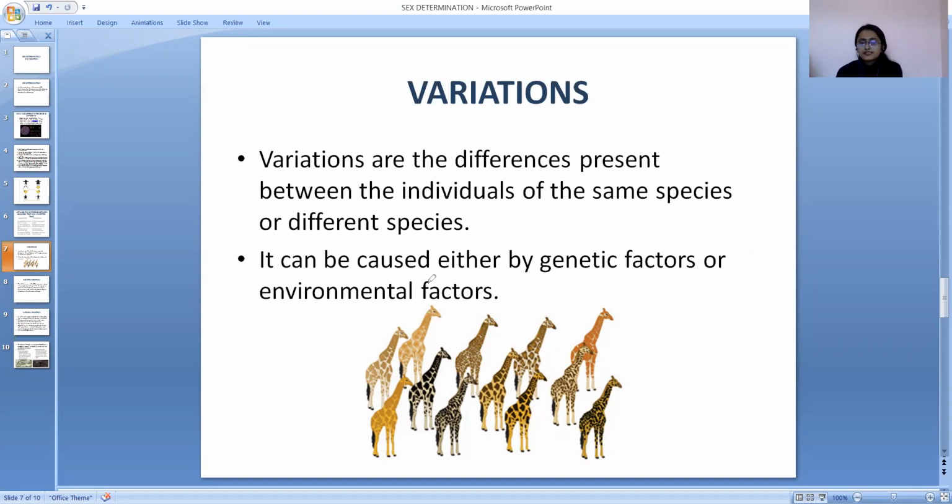It can be caused either by genetic factors, फॉर एग्जाम्पल अगर आपके जीन्स में कोई अल्टर हुआ है इसकी वजह से हो सकता है, और environmental factors, एनवायरमेंट में कोई फैक्टर चल रहा है उसकी वजह से हो सकता है. You can see all are giraffes but variations are there, right?